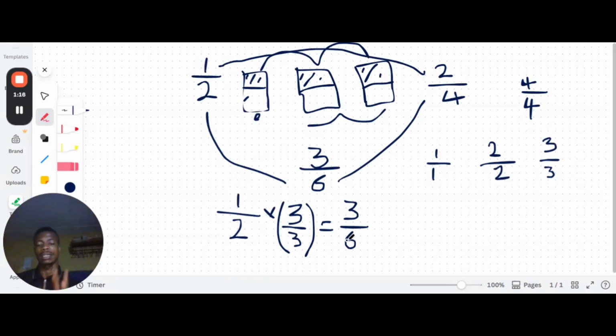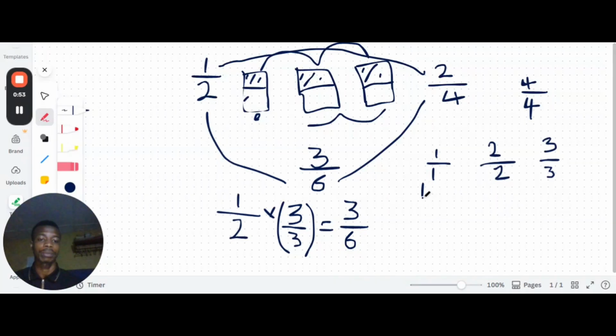Now, we might think these are two different fractions. We might think that 1 over 2 and 3 over 6 are two different fractions. However, 3 over 3 is the same thing as 1. And so multiplying 1 over 2 by 3 over 3 is the same thing as multiplying 1 over 2 by 1, which means you're going to get the same 1 over 2, but in a different way. So 3 over 6 is the same thing as 1 over 2.